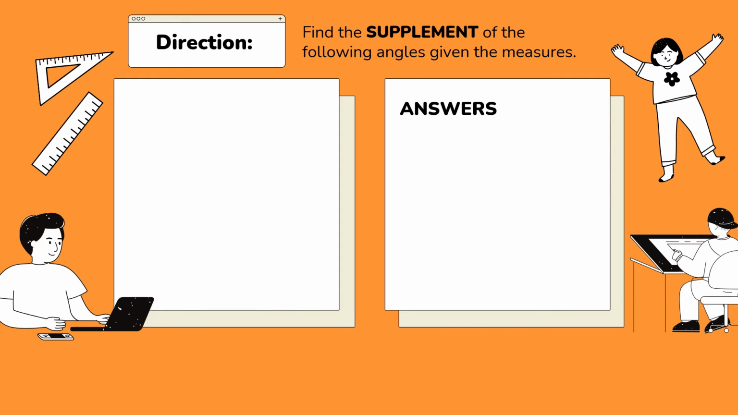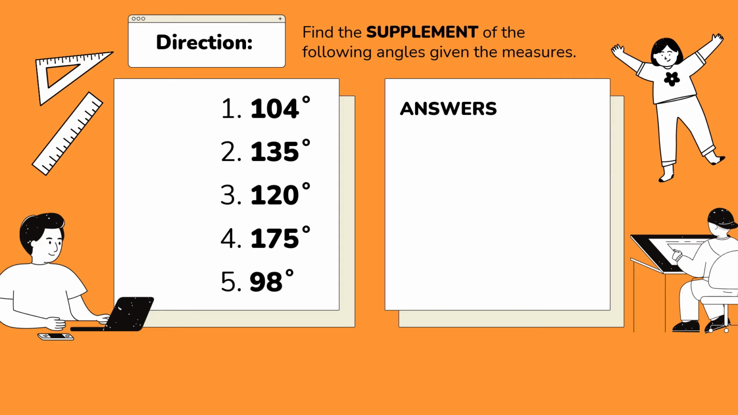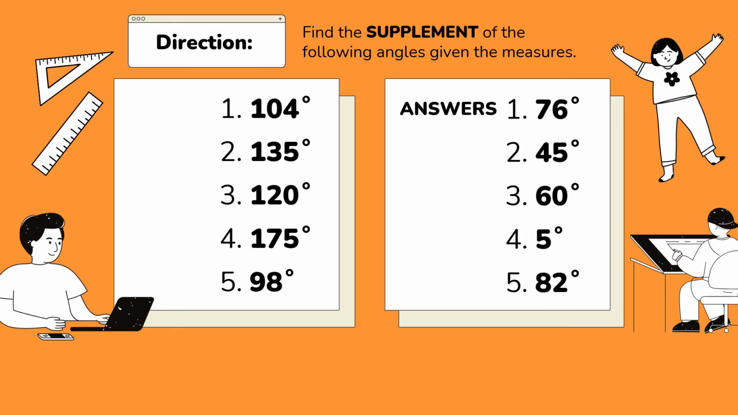Okay, for the next activity, we're going to find the supplement of the following angles given the following measures. Number 1, 104; number 2, 135; number 3, 120; number 4, 175; and number 5, 98. We're giving you again 10 seconds to get their supplements. Okay, 10, 9, 8, 7, 6, 5, 4, 3, 2. Let's check your answers. For number 1, the supplement is 76 degrees. Number 2, 45 degrees. Number 3, 60 degrees. Number 4, 5 degrees. And number 5, 82 degrees. Okay?